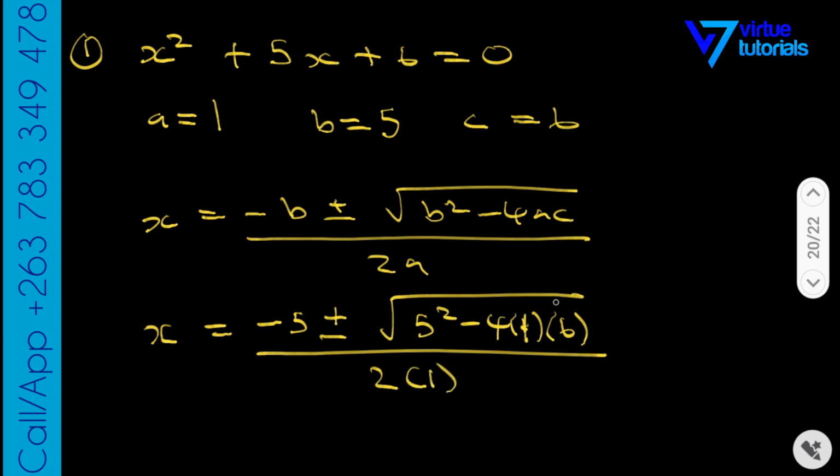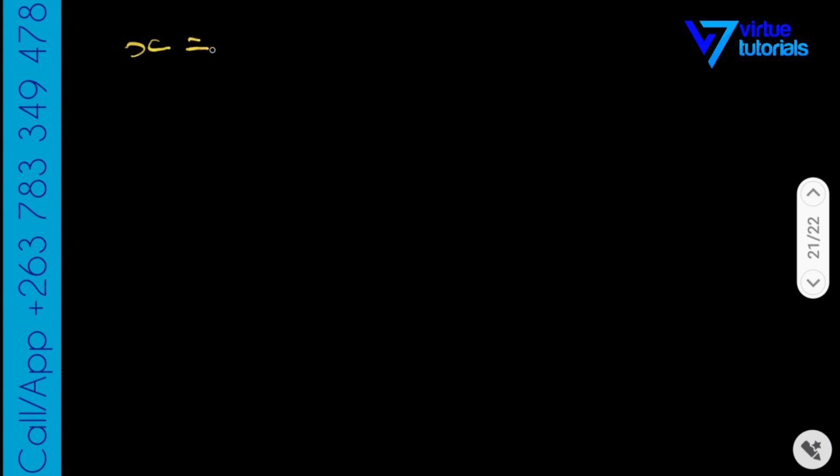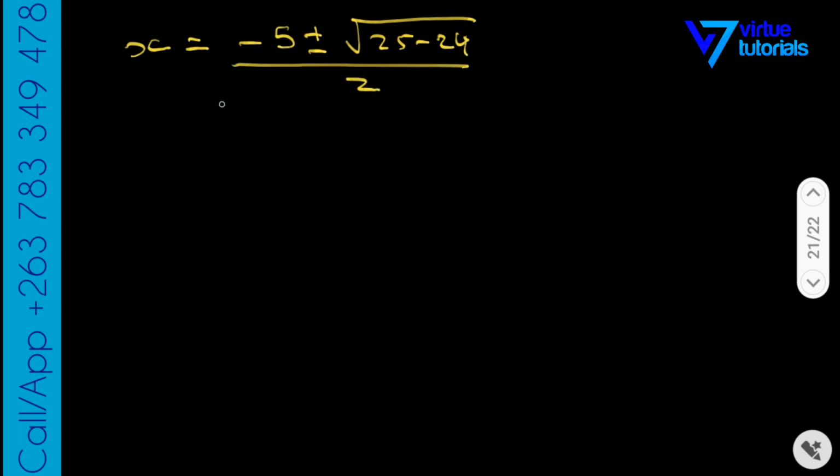Okay? So we have to simplify this. So let me take it to the next page. So minus 5 plus or minus 5 squared is 25. 4 times 1 times 6, that's 24. So minus 24 over 2 times 1, that's 2. So x is equal to minus 5 plus or minus square root of 25 minus 24 all over 2. 25 minus 24 is 1. So x is equal to minus 5 plus or minus square root of 1 over 2.